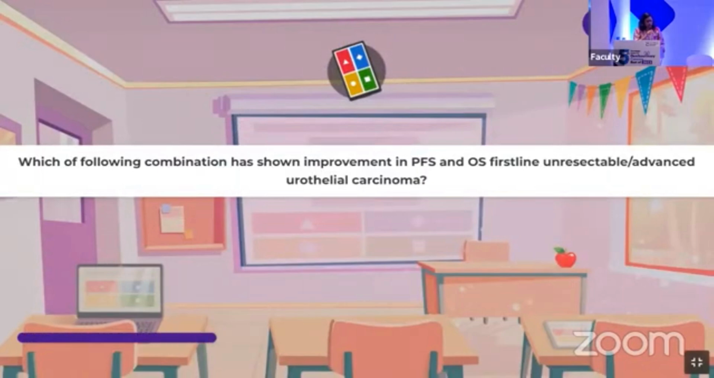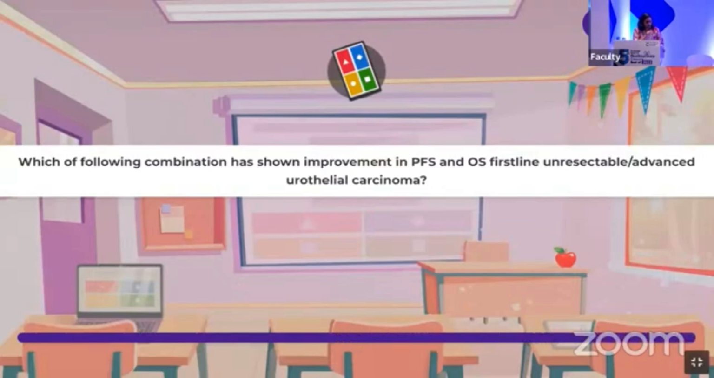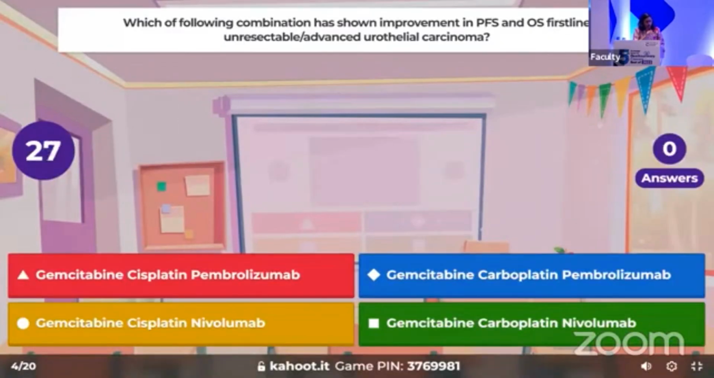Which of the following combinations has shown an improvement in progression-free and overall survival in the first-line unresectable or advanced urothelial carcinoma setting? So we have 4 options. One is gemcitabine cisplatin with pembrolizumab. The second option is gemcitabine carboplatin with pembrolizumab. Third one is gemcitabine cisplatin with nivolumab, and the fourth is gemcitabine carboplatin with nivolumab. So you have 4 options. Please pick the right option. I think we have 10 seconds to go.